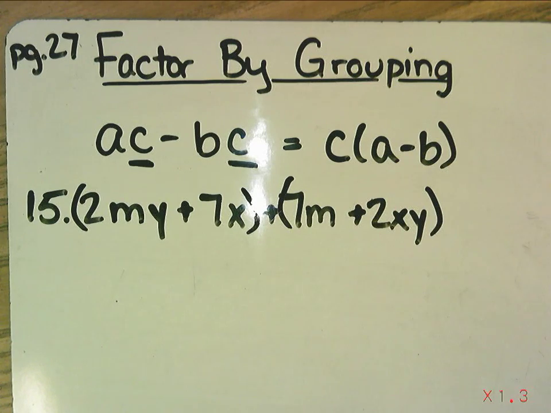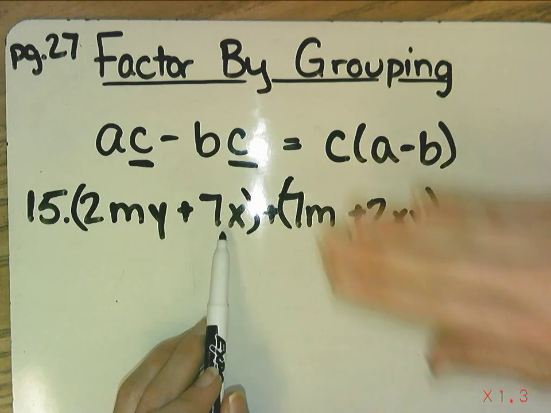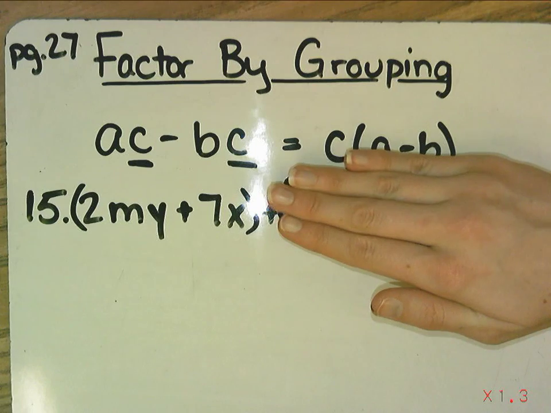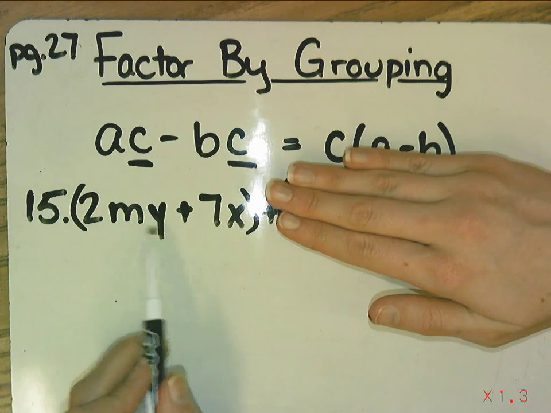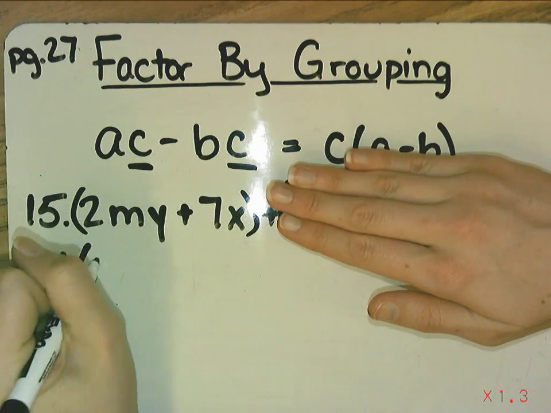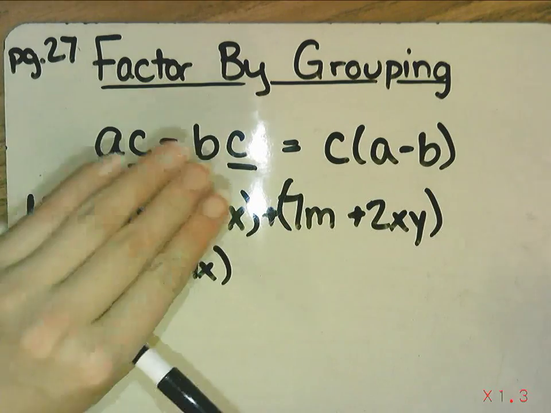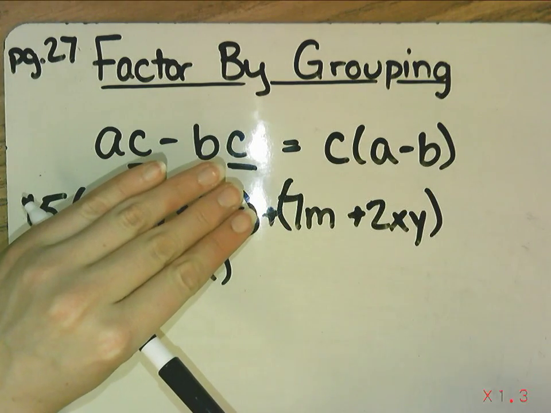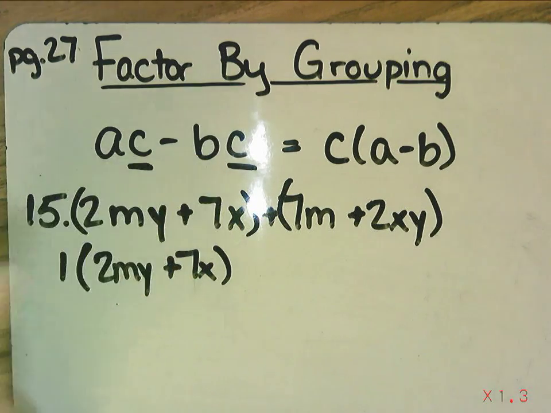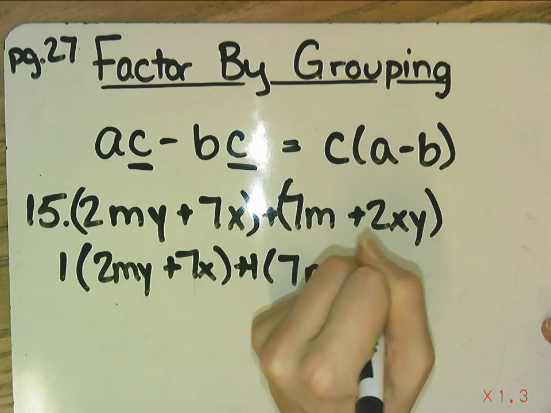So let me group them. Let me ask myself, well, what's my greatest common factor here in this first grouping? Well, that would just be 1. 2 and 7 don't share any common factors other than 1, and none of the variables are the same. So my greatest common factor is 1, and when I factor it out, I have 2my plus 7x. Now I'm going to look at my next grouping, 7m and 2xy. Well, their greatest common factor is also 1, positive 1, and when I factor that out, I get 7m plus 2xy.